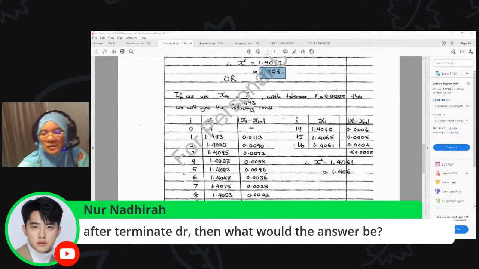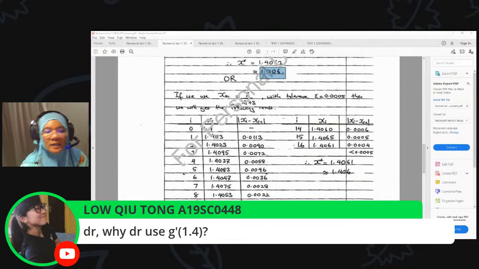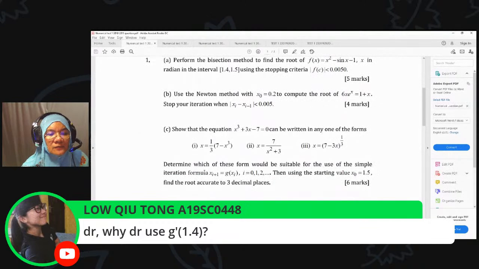All right, any question? Okay, I hope this question will make you think when you want to find G, which contributes to convergence or divergence. It diverges when G prime is less than -1 or greater than 1. So don't focus on G. The G prime should be between -1 and 1. Why do we use G prime 1.4? So go to the question for G.